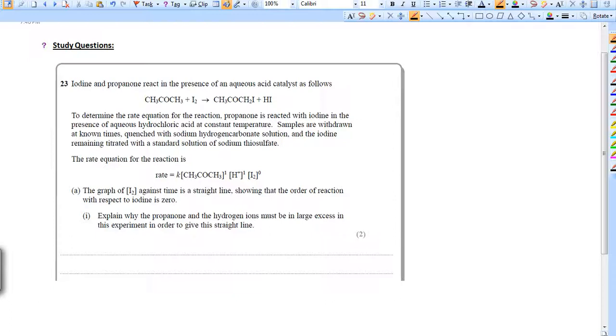What we will bother about here is the rate equation that is given. This is the rate equation given for this reaction. Let us see what they asked. The graph of concentration of iodine against time is a straight line, showing that the order of reaction with respect to iodine is 0. Explain why the propanone and the hydrogen ions must be in a large excess in this experiment in order to give this straight line.